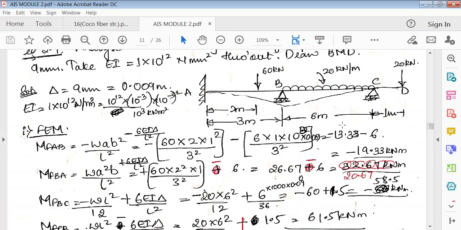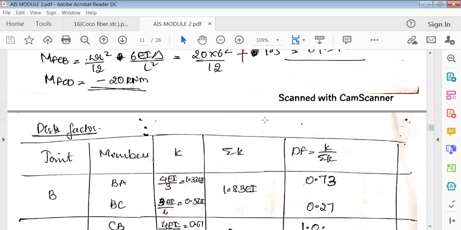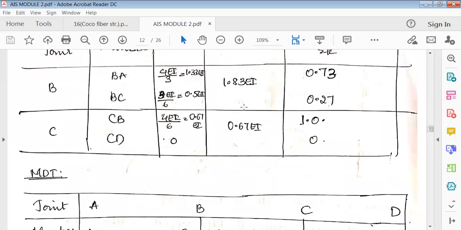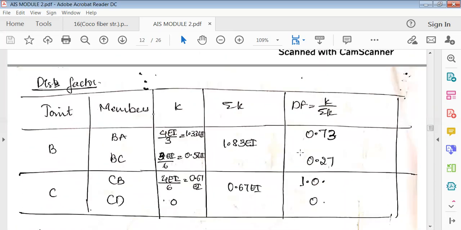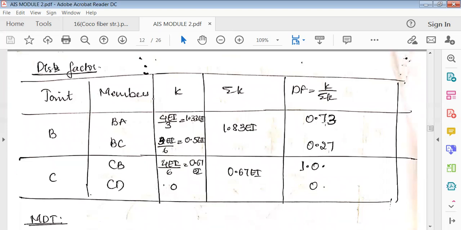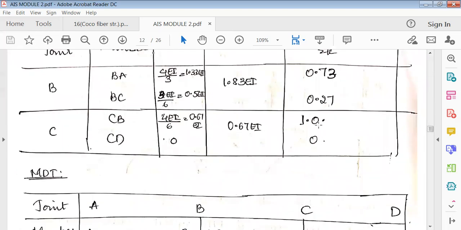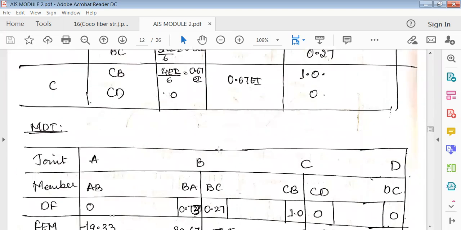Next, similarly, CB, intermediate support. So it's a fixed support, so it's 4EI by L. And CD it is 0 because it's the overhang. Okay. So add all of these, then calculate the distribution factor for both of these. Again, when you add this, it should be equal to 1. Similarly here also. Okay, next is moment distribution table.